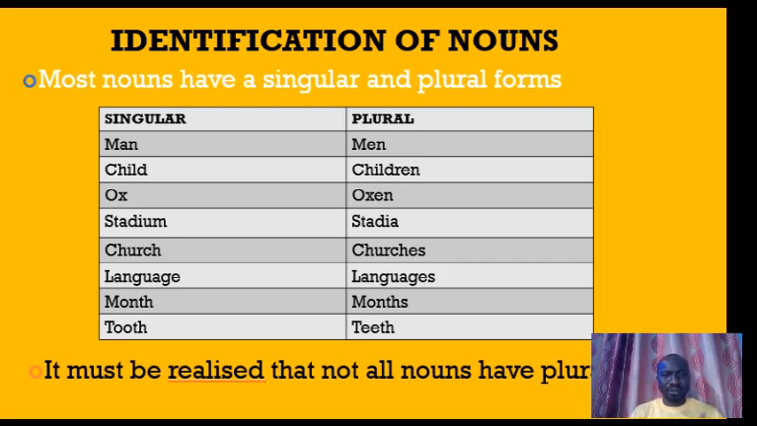For example, man, in the plural form we have men; child, children; ox, oxen; stadium, stadia; church, churches; language, languages; mouth, mouths; tooth, teeth. So with this idea, it tells you that since it gives itself to be counted in plural form, we call such words what? Nouns. But it must be realized that not all nouns have plural forms.